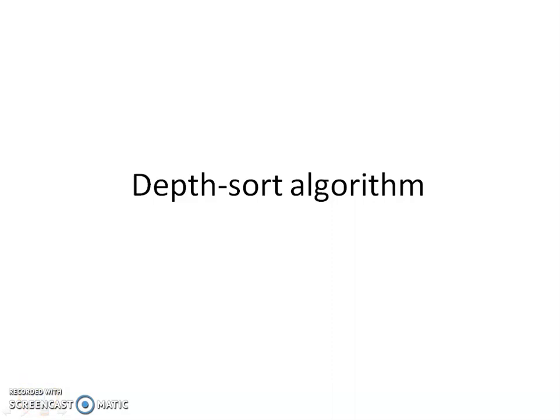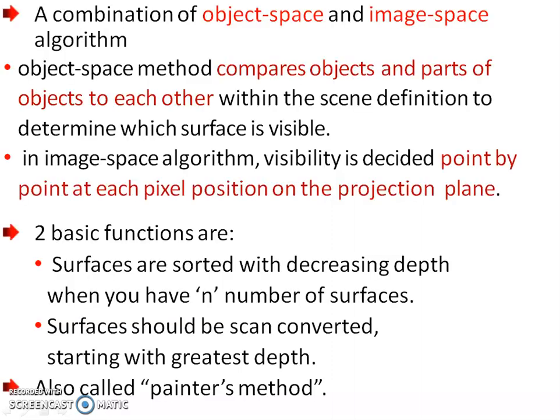Depth sort algorithm is one of the most important visible surface detection methods. It's a combination of object space method and image space method. We know that in object space method, it compares objects and parts of the objects to each other within the scene definition to determine which surface is visible. And in the case of image space algorithm, visibility is decided point by point at each pixel position on the projection plane.